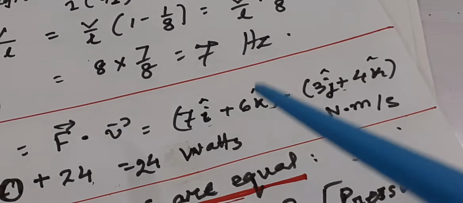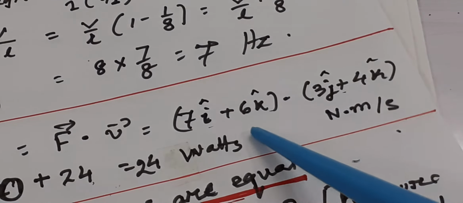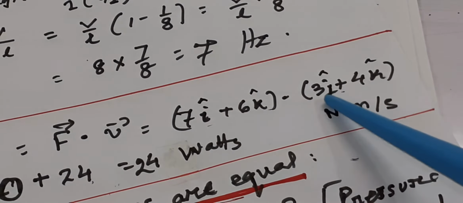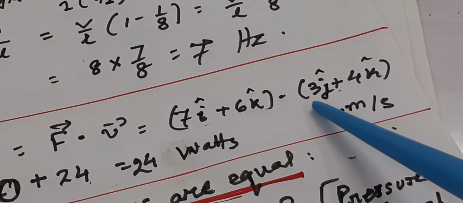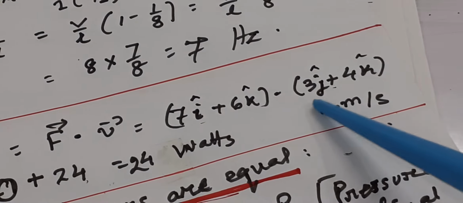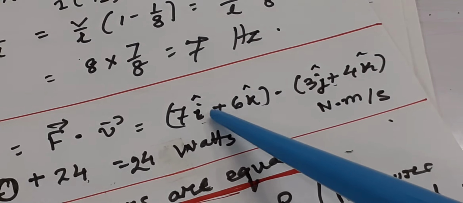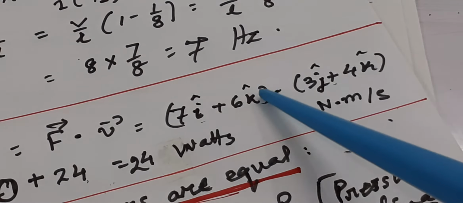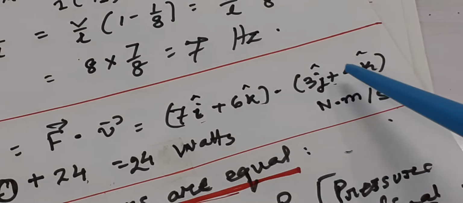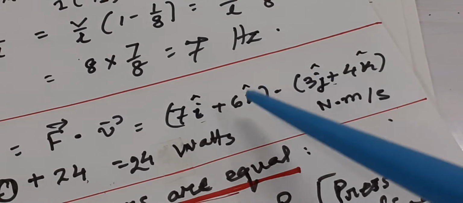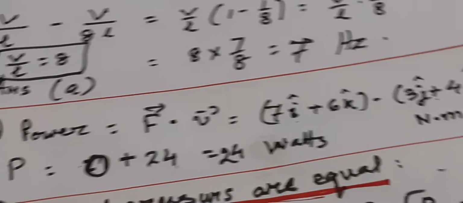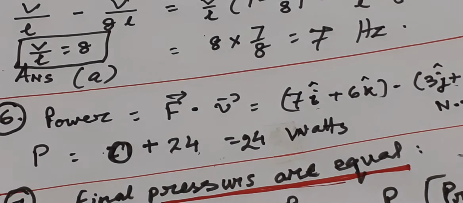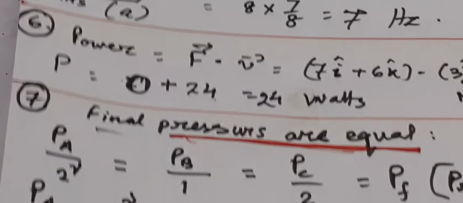So no problem. (7i plus 6k) dot (3j plus 4k). Now i dot j will be 0, you know that, and i dot k is also 0. Then that means 6k and 4k will survive. That means 24 units will be there. 24 watts will be the power.